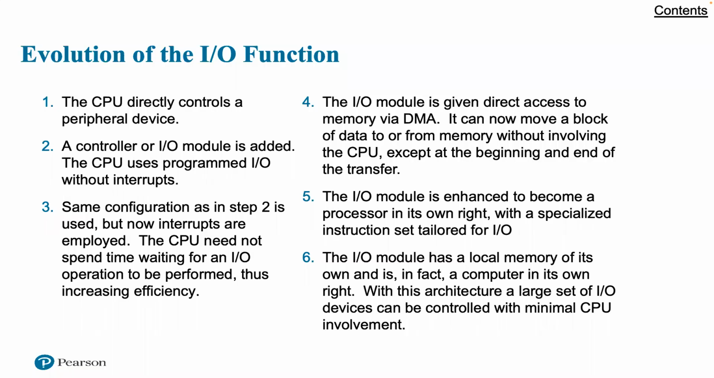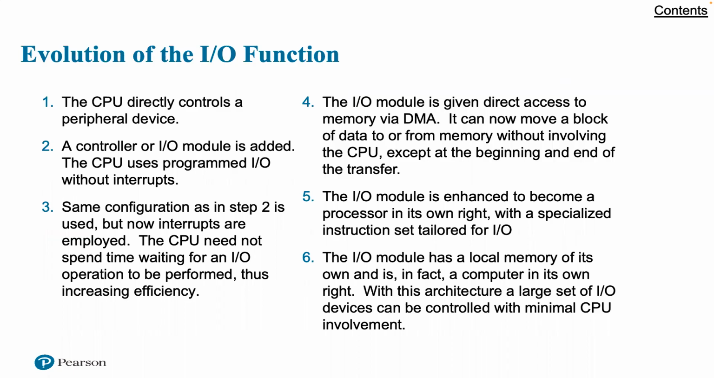Let's talk about the evolution of the I/O function. As computer systems have evolved, there has been a pattern of increasing complexity and sophistication of individual components. Nowhere is this more evident than in the I/O function. We have already seen parts of that evolution. The evolution steps can be summarized as follows.